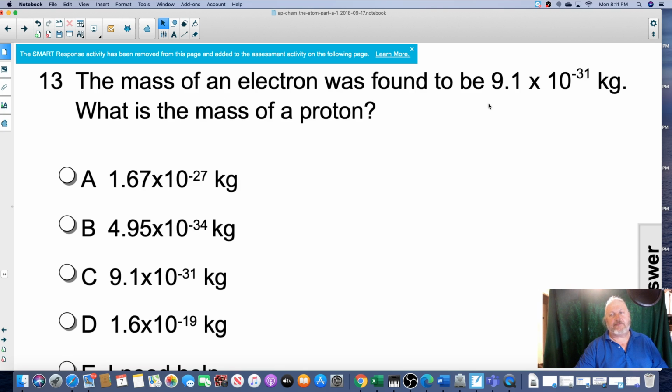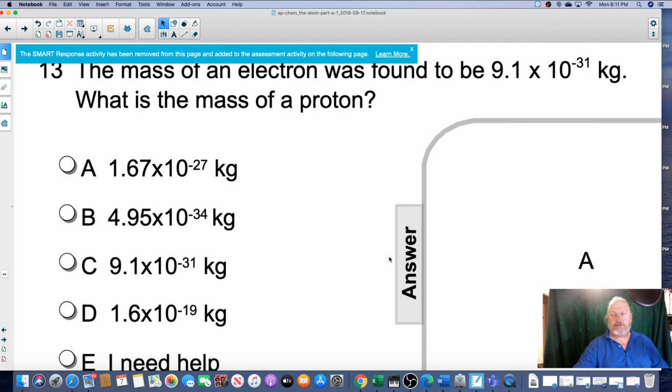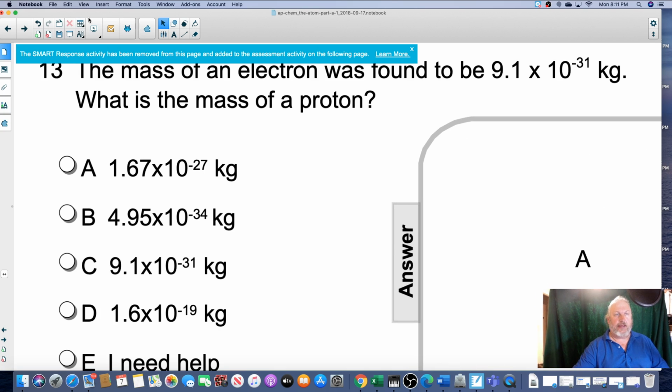The mass of an electron was found to be 9.1 times 10 to the minus 31st kilograms. It's pretty small. So what is the mass of a proton? Well, if you take that and multiply by 1840, you'll come up with 1.67 times 10 to the minus 27th kilograms.